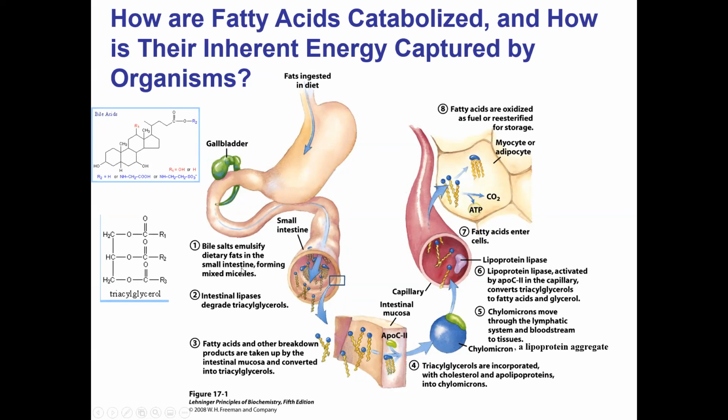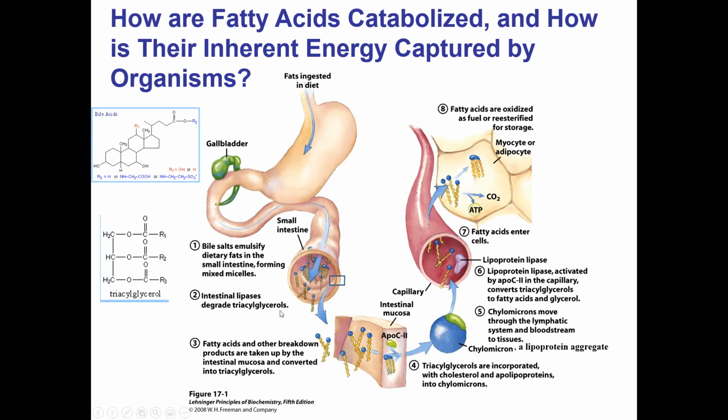Once you have formed this mixed micelle-like structure, it will be accessible to lipases. Remember, lipases are the enzymes that are produced in the pancreas, mouth, and stomach, and there are different classes of lipases, and they basically will degrade triacylglycerols into glycerols and fatty acids. Okay, so that's what emulsification does.